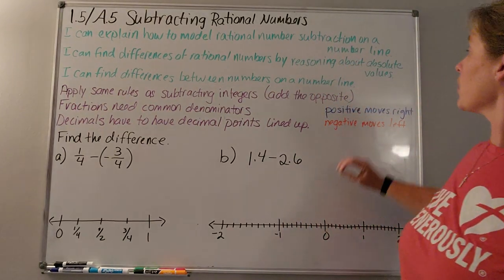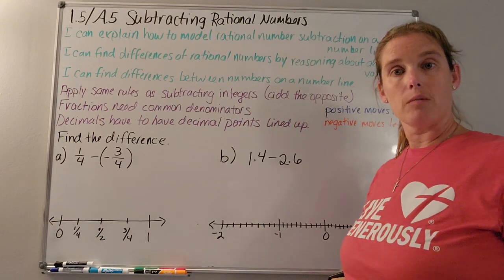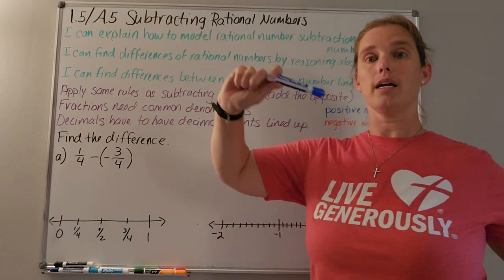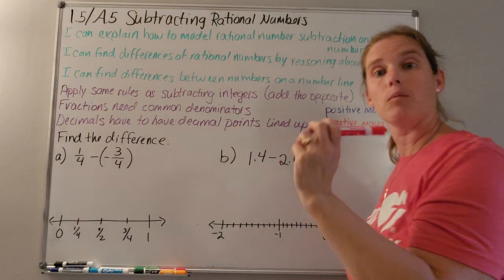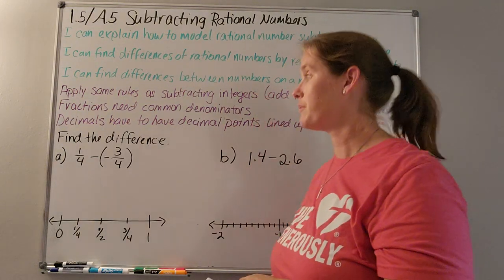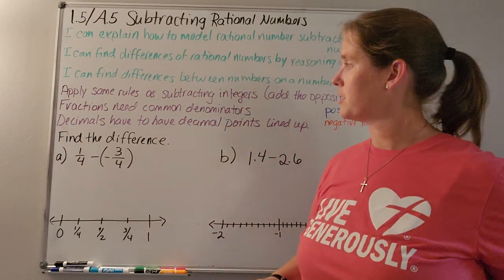A couple other things when we're working on the number line. Remember, if we're dealing with adding a positive number, we're using blue and we're moving to the right. And if we are dealing with negative numbers or adding a negative number, we're using red and moving to the left. So let's dive in and look at number lines to help us find the difference.